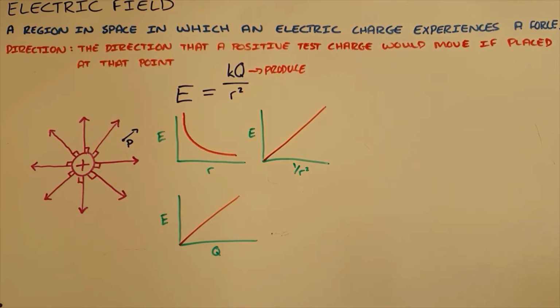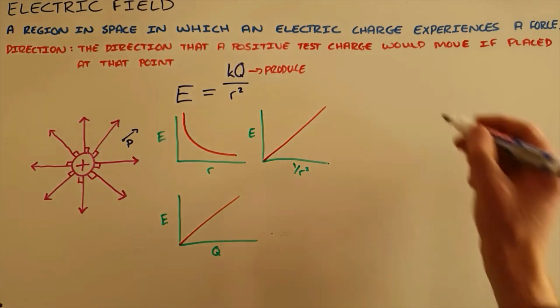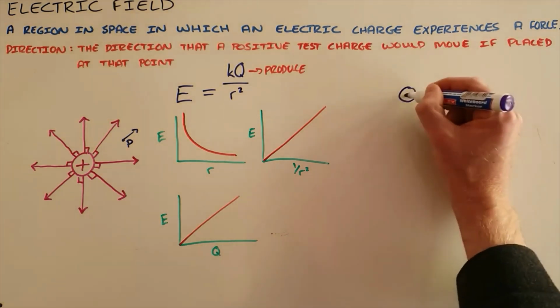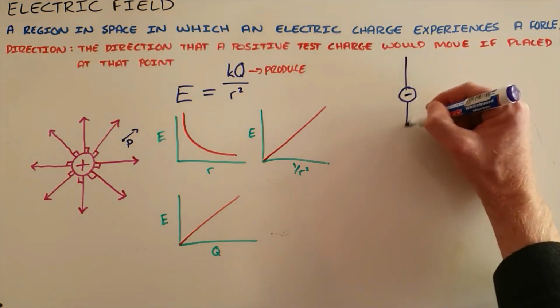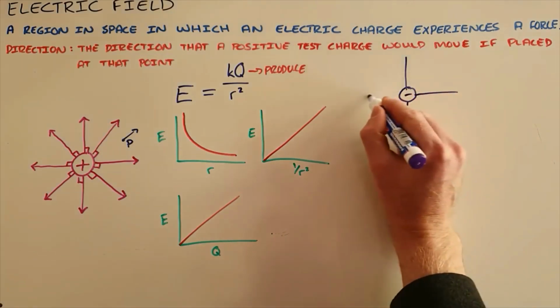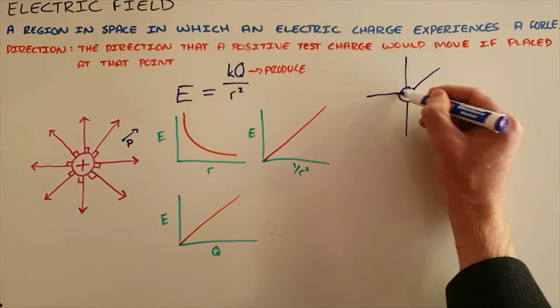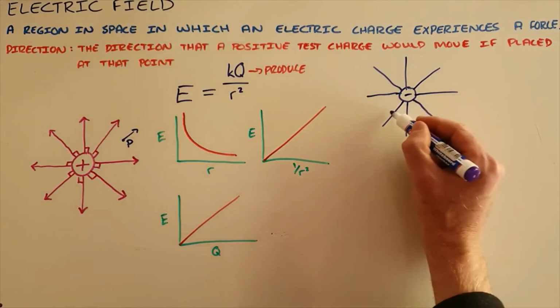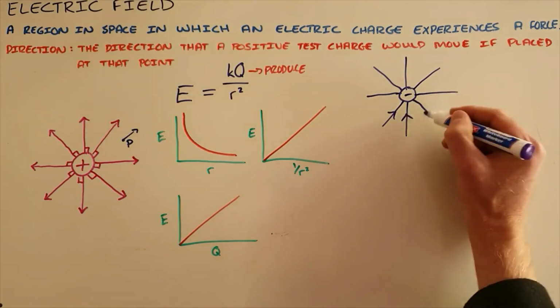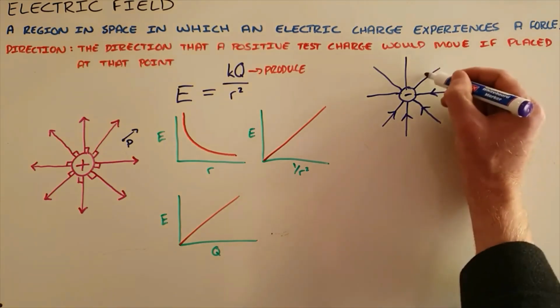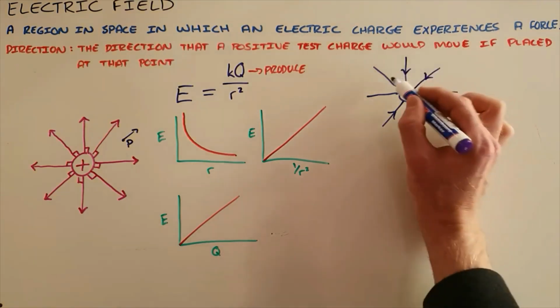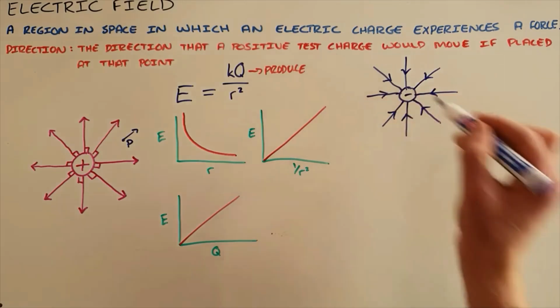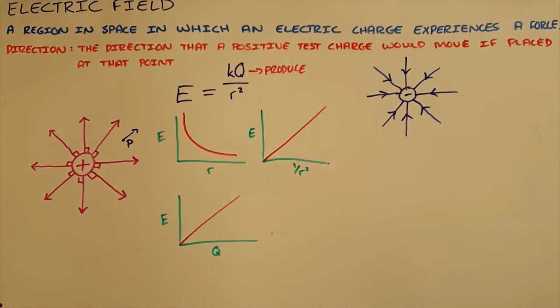It is important to be able to draw the electric field around a positively charged object, and similarly around a negatively charged object, where the field pattern remains exactly the same. The difference here now is that a positive test charge placed in this field would move towards that negatively charged object, so the arrows point in a different direction. All the rules for field lines still apply.